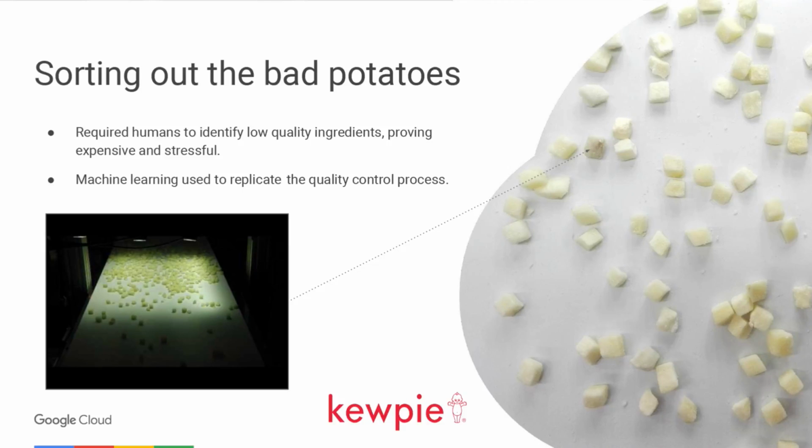In this case, when we talk about quality, it's not necessarily a matter of life and death because the food itself is safe. But what happens is these potato cubes can become discolored, and that can cause concern for parents. So Kewpie turned to Google and one of our partners, BrainPad, to build a solution which leverages our expertise in image recognition on Google Cloud to detect the low-quality potato cubes.